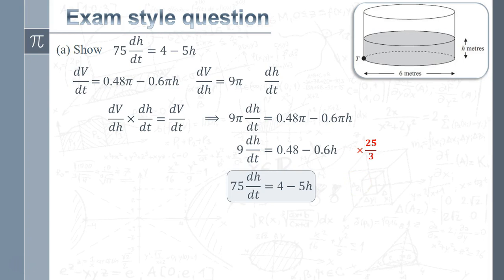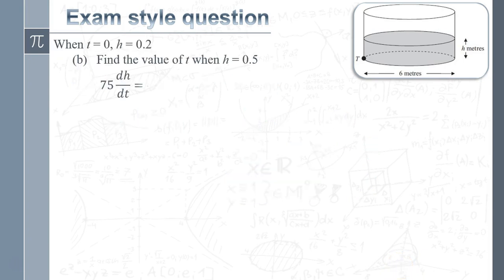Again, this part of the question is nothing to do with integration, that's just the setting up of the differential equation. It's part B that requires us to solve the differential equation. We've got to find the value of t when h is 0.5, so how long after the tap has been running is the depth of water in the tank 0.5 meters. So here we go.